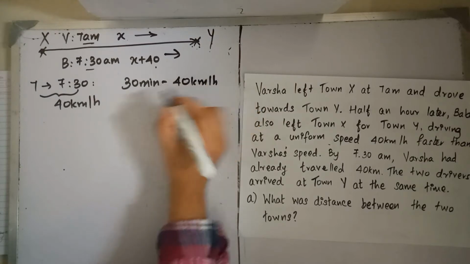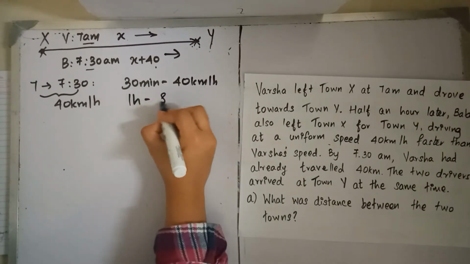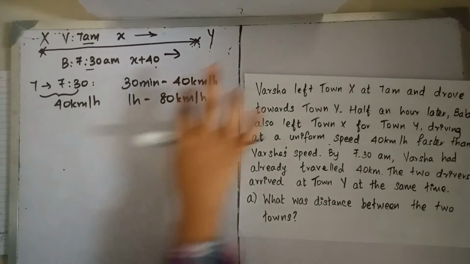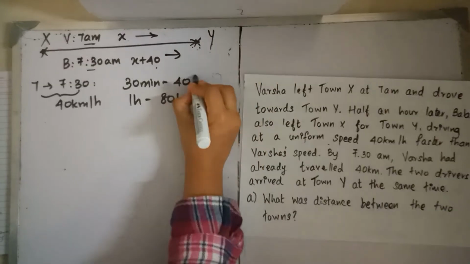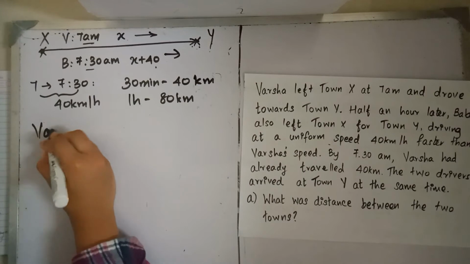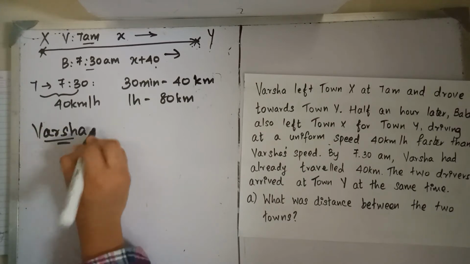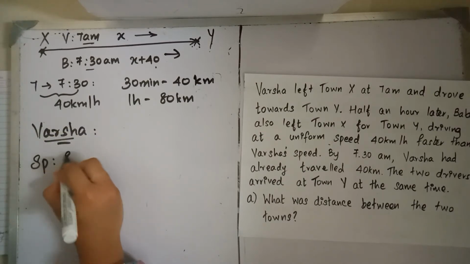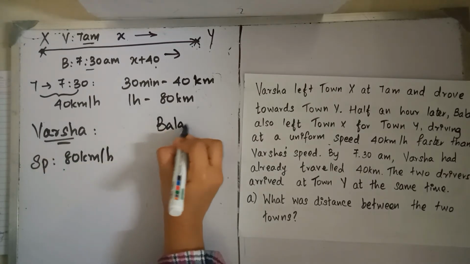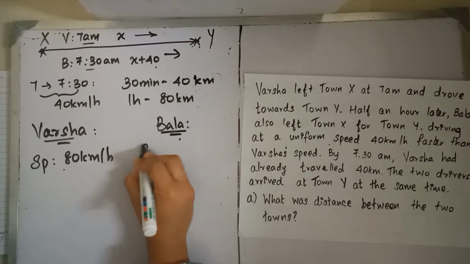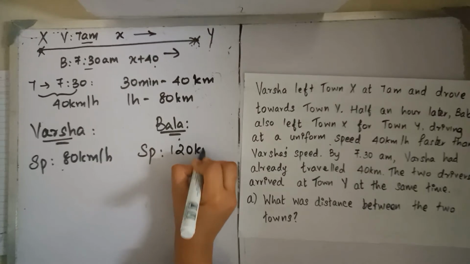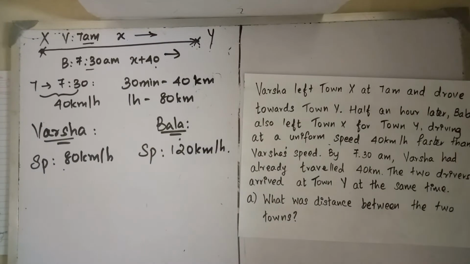So in half an hour she has travelled 40 kilometers. Then we can determine her speed by taking 1 hour, which is 80 kilometers. Sorry, this is just kilometers. So her speed can be determined, and that is 80 kilometers per hour. Now the question gives us a clue that Bala's speed is 40 kilometers more than Varsha's speed. So it will be 120 kilometers per hour. Now how do we proceed from here?